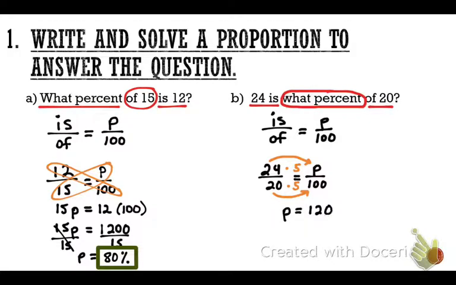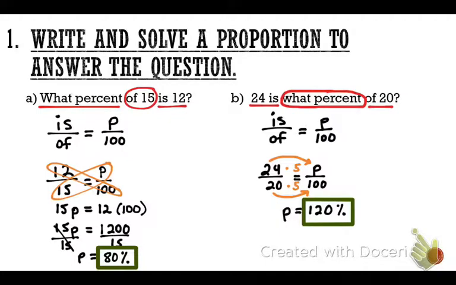Once again, I'm going back to my original problem, and it says 24 is what percent of 20? So what should I put? 120%. Then you can box in the answer, 120%. Any questions on problem B? Let's go to the next one.